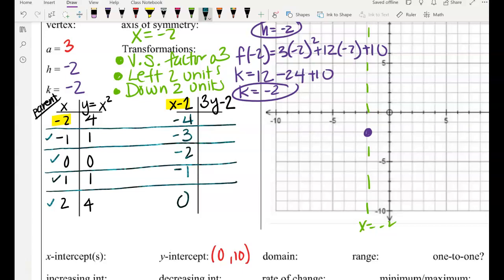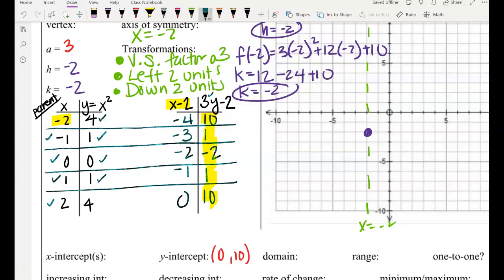Next, the y value. 4 times 3 is 12. 12 minus 2 is 10. 1 times 3 is 3. 3 minus 2 is 1. 0 times 3 is 0, minus 2 is negative 2. 1 times 3 is 3, minus 2 is going to be 1. 4 times 3 is 12, 12 minus 2 is going to be 10. And as you can see, the y values are going to be symmetric.